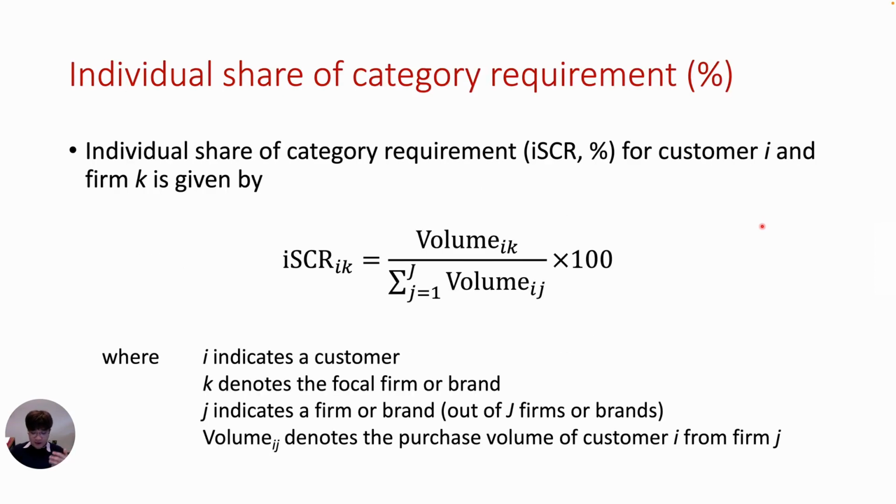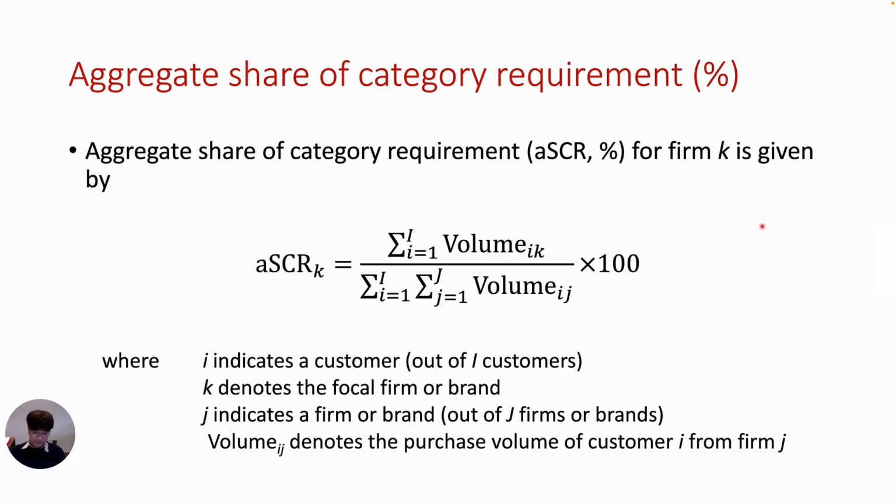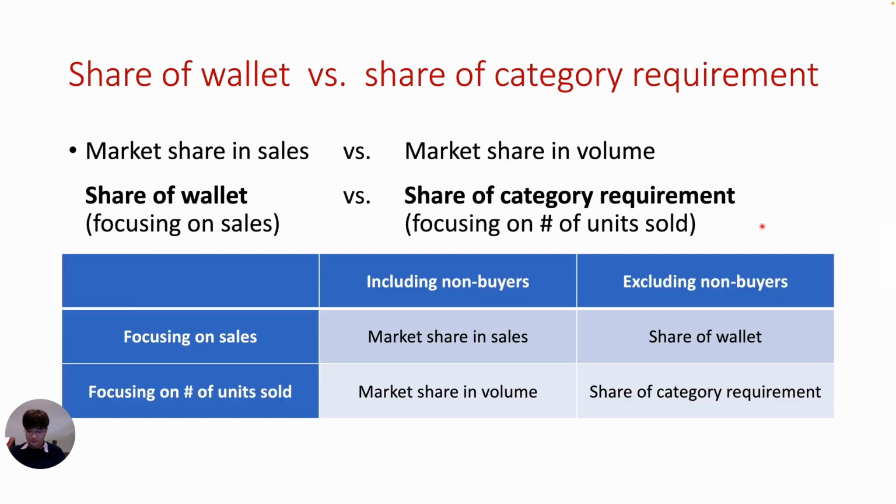Next, there is a variation of the share of wallet, share of category requirement. This metric is almost the same as the share of wallet. It just replaces the sales values with purchase volumes in calculation. The aggregate share of category requirement can be defined in the same manner. The relationship between share of wallet versus share of category requirement is the same as the relationship between the market share in sales versus market share in volume.